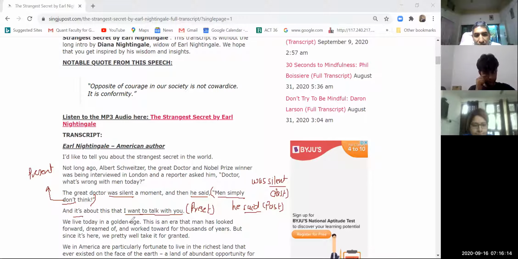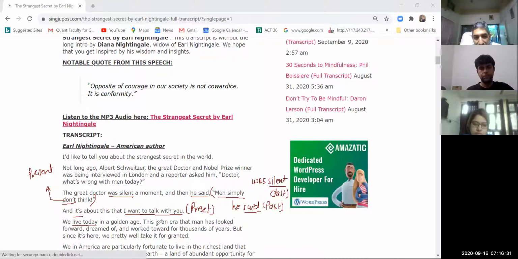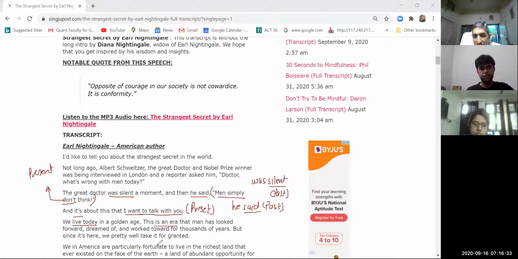"We live today in a golden age." Now, "we live today" is again present tense. It's not saying "we lived today." We live today. हम आज के दिन में रहते हैं. आज के ज़माने की बात कर रहा है ये. "We live today in a golden age. This is an era." Again, he is not saying "it was an era." "This is an era" is again in present tense.